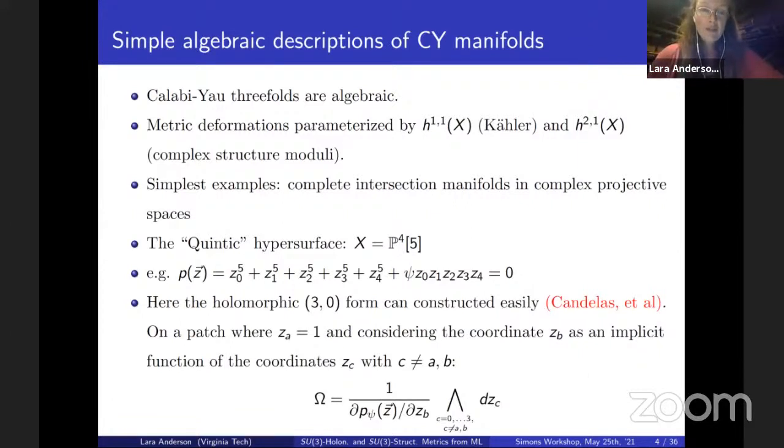As I mentioned on the previous slide, the holomorphic three form can be constructed explicitly in such a case, where if we are given the vanishing locus of a polynomial of this type, there's a simple algebraic description for the holomorphic three form that can be constructed patch by patch on the complex manifold.